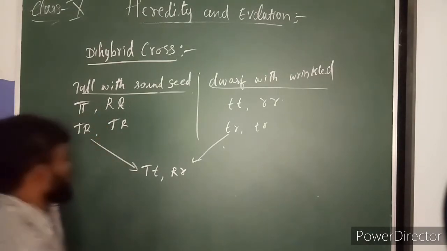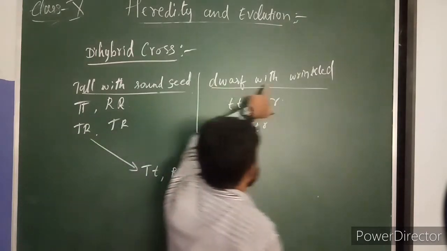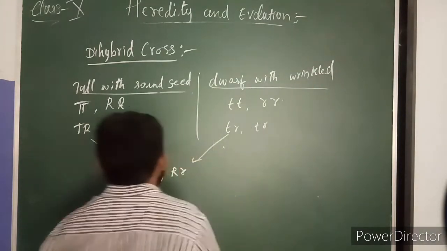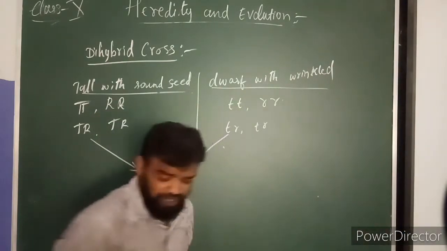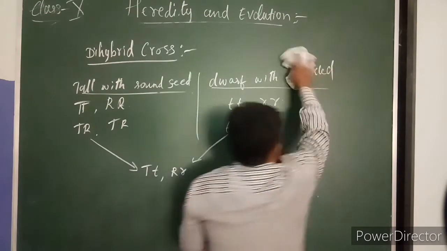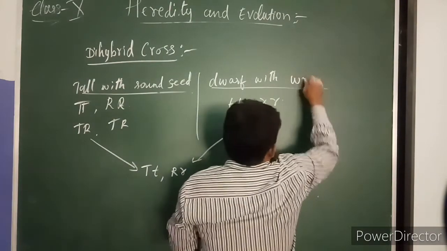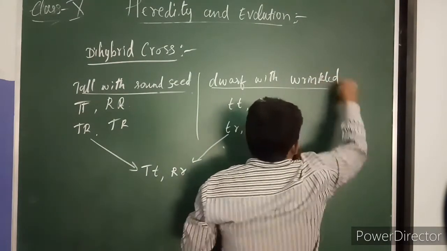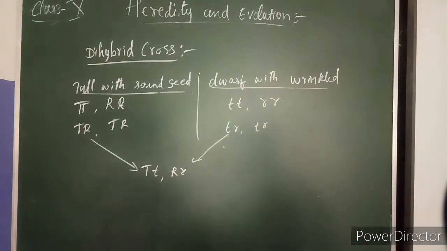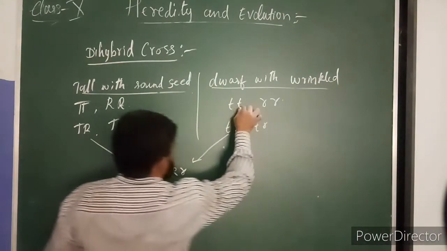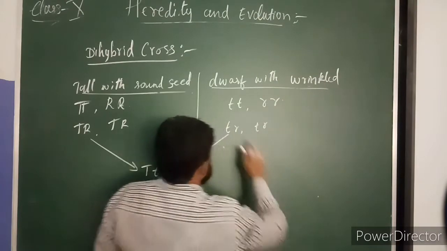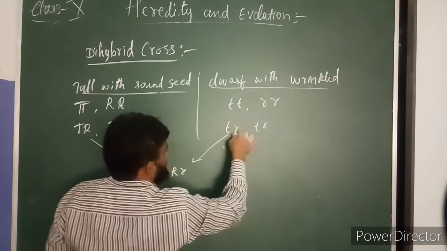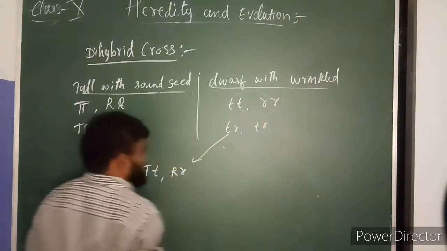We are taking two groups. Here we are taking the dwarf, which is the short plant, with wrinkled seeds. We know that wrinkle means, how to write, wrinkled. So here the small t, that is small t, and small wrinkle, that is wrinkle small r. That is small t, small r. Here we are taking t and t.